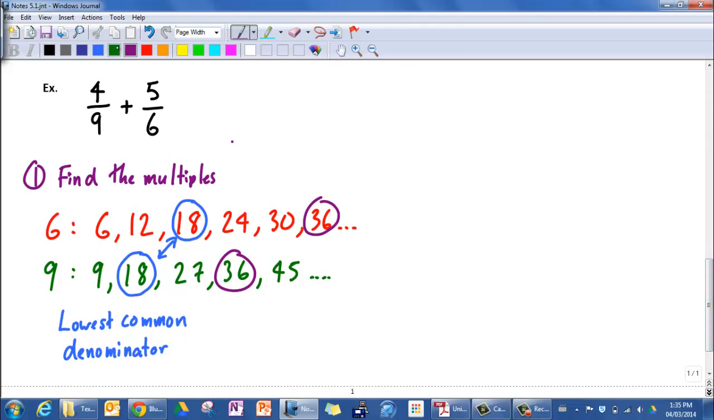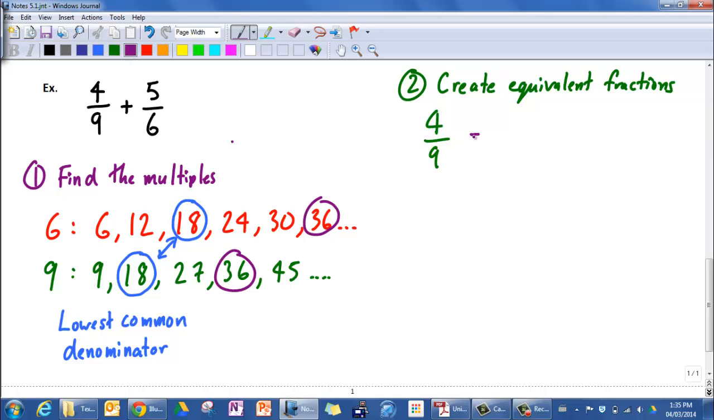So our next step is to create equivalent fractions. So for example, when I have 4/9, what will I need to multiply top and bottom by so that instead this reads something over 18? Well, 9 times 2 is 18. So 4 times 2 gives me 8, or 8 over 18.